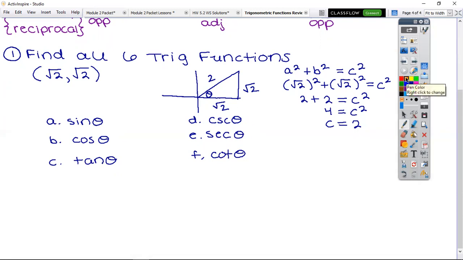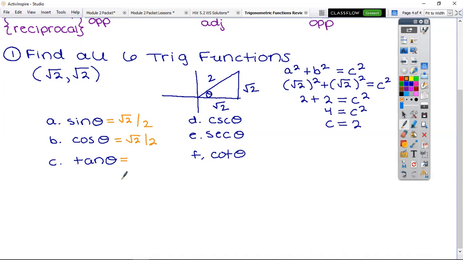Okay, so let's start. Sine of theta. So sine of theta is equal to opposite over hypotenuse. So this is equal to radical 2 over 2. Nothing more you can do with it. So that's fine. Cosine of theta is adjacent over hypotenuse. What do you guys notice? Same thing? Same thing. So radical 2 over 2. No decimals for these. These have to be written as exact value.